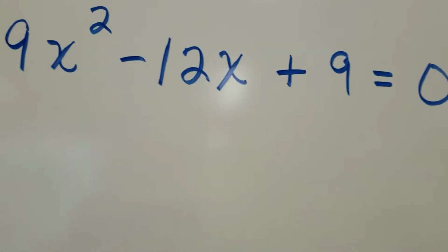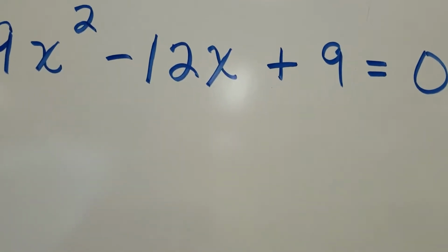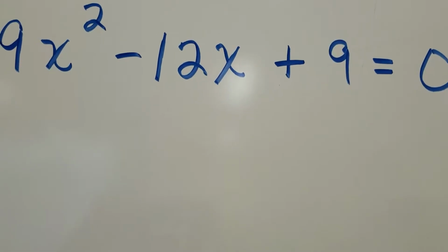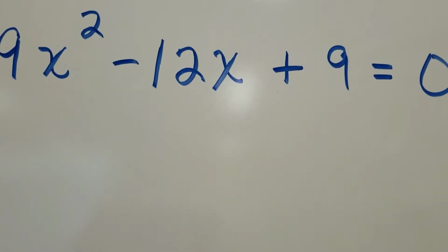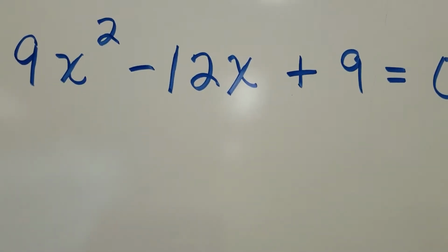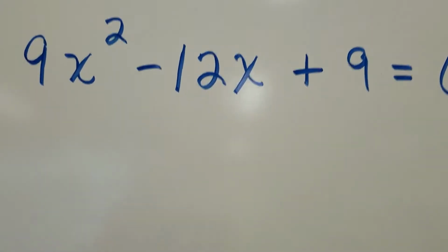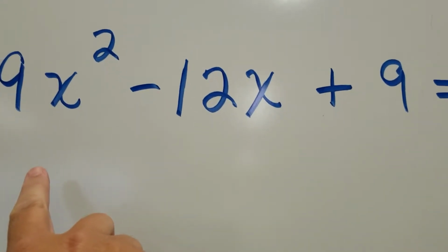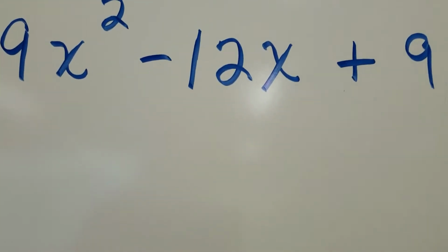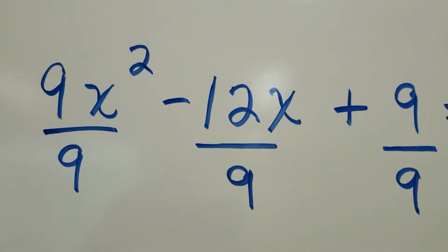Okay, what I'm going to do, I'm going to solve this quadratic equation using completing the square. So when you do a quadratic equation using completing the square, the first thing is you cannot have a leading coefficient on the x squared. So the fact that you have 9 here, I'm going to have to divide the whole thing by 9 first. So that's what I'm going to do first.